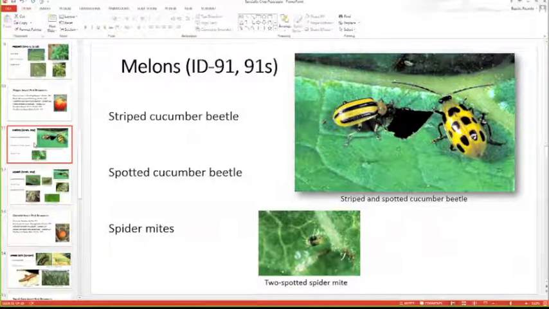Not only do they damage the plants, but they can vector a bacterium that can cause bacterial wilt of cucurbits. The other pests that we see on occasion in melons would be spider mites. And so it's a two-spotted spider mite. And again, that doesn't happen very often. A lot of it is weather dependent, if we have a very hot, dry summer, but that can show up as well.